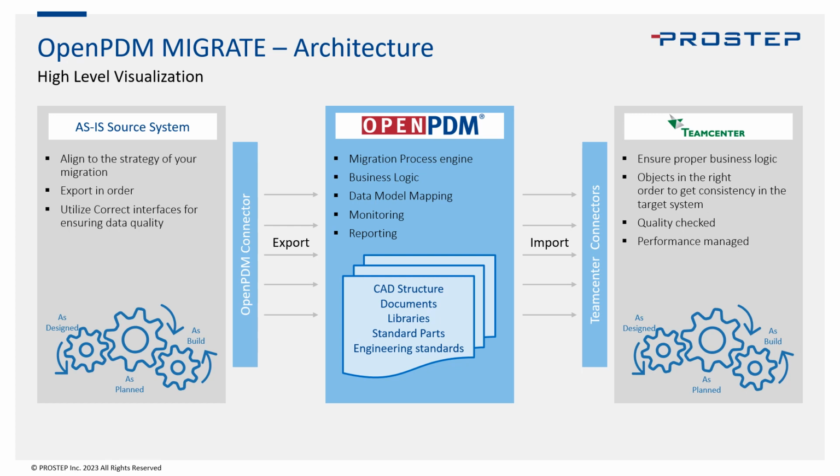In the middle, we've got our OpenPDM migration process engine, and this is a combination of the OpenPDM Migrate toolkit and the OpenPDM process server. We also have the mapping engine that we can use in order to put our mappings in and provide the business logic of the migration and then be able to monitor that, be able to report on that, as well as contain the data that might be written out.